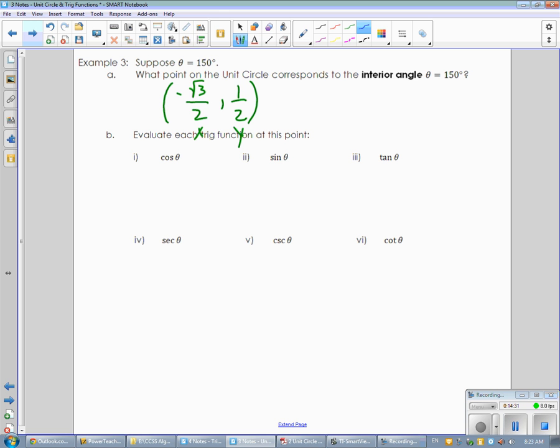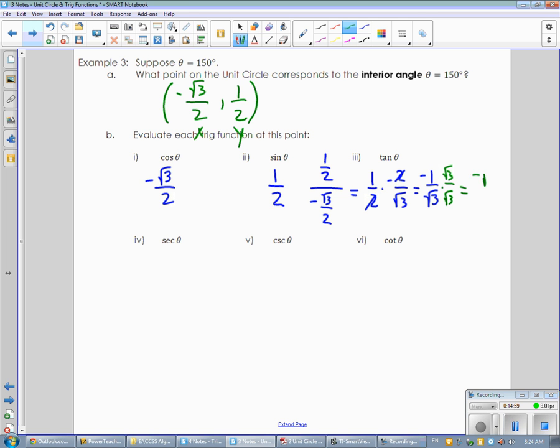Okay, so I'm going to go through this pretty quickly. The cosine, again, just corresponds to the x value. The sine corresponds to the y value. The tangent is going to be y over x, which is just going to be 1/2 times the reciprocal, so negative 2 over the square root of 3. My 2's are going to cancel, so I'm going to be left with negative 1 over the square root of 3. And we said to rationalize that, I'm going to multiply both the top and the bottom by the square root of 3. So I'm going to have negative square root of 3 over 3.